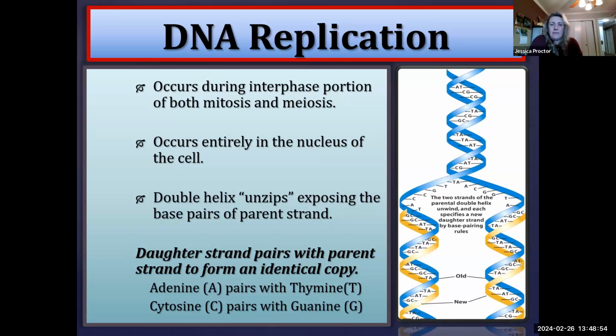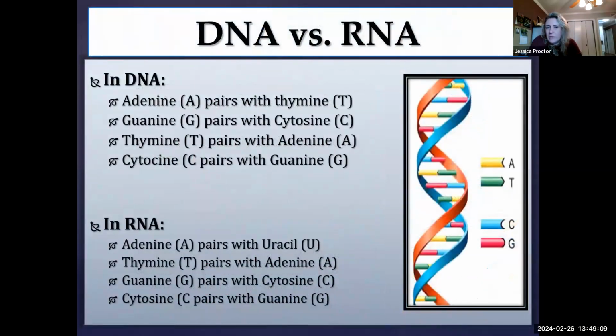And it's a semi-conservative process. That part's important too, because your end result is they're identical strands, but they're half the parent strand and half the daughter strand, or half the old, half the new. So that's why we call it a semi-conservative process.